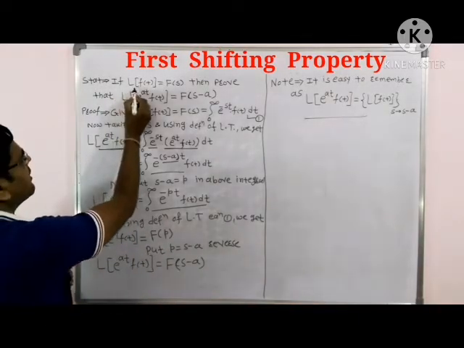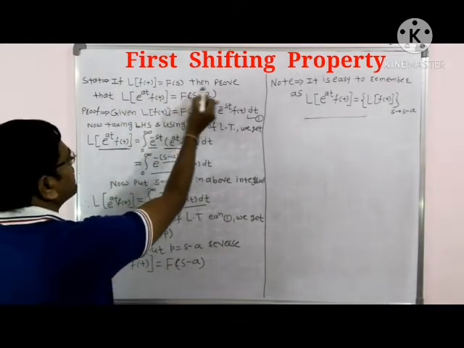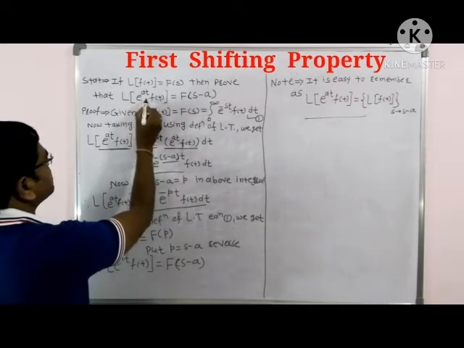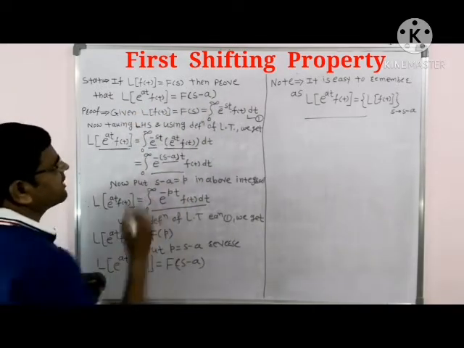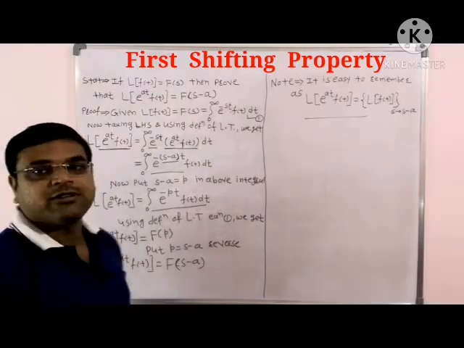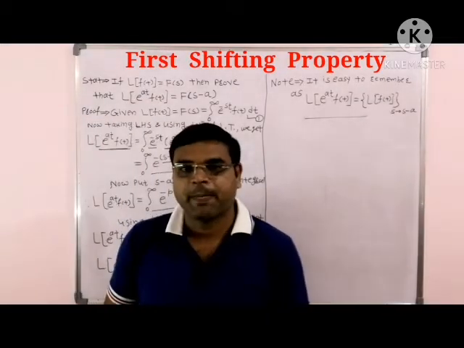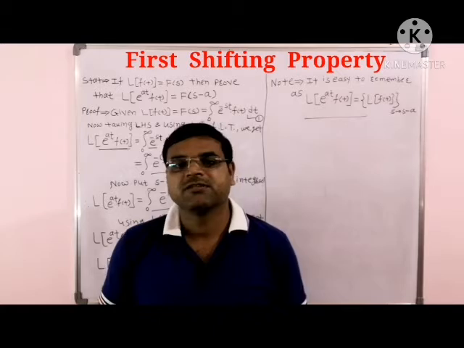If L{f(t)} = F(s), then L{e^(at) f(t)} = F(s − a). So this is the statement of the first shifting property. Now we will see the proof of this property.